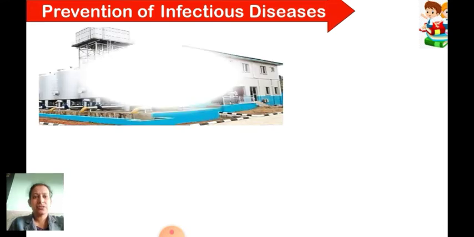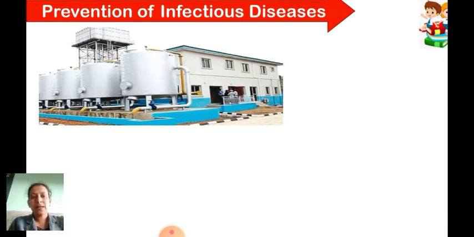In the lesson Infectious Diseases and How to Prevent Them, today let us proceed to learn about how we can prevent certain infectious diseases. First, look at the picture here. Do you know what it is? Yes, it is nothing but the waterworks. You have learnt in the previous chapter that the water is purified at the waterworks, which has to be supplied for domestic use. Correct? So this is the waterworks wherein the water is purified.